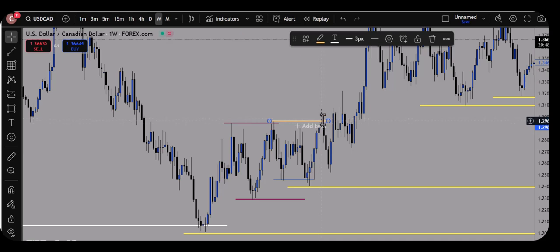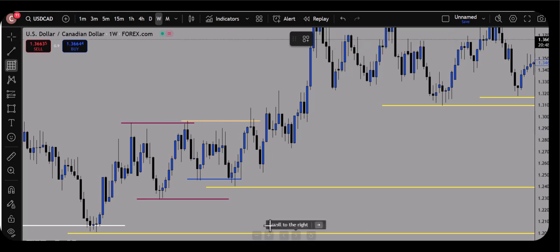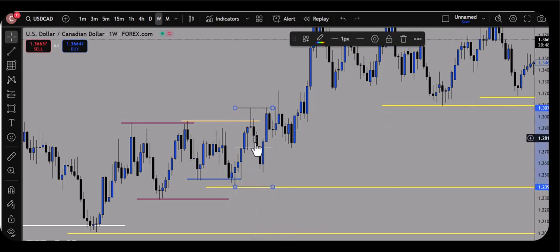After price took this, what happened? We retraced again. And after we retraced, if you measure from this very point all the way up here, see that we hit equilibrium. So once we hit equilibrium, what happened? Price goes all the way up again.